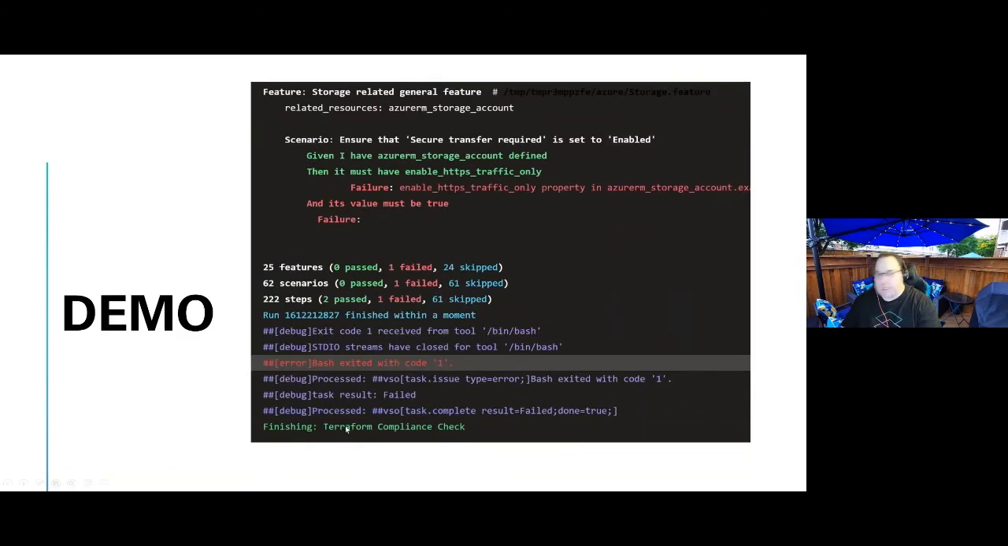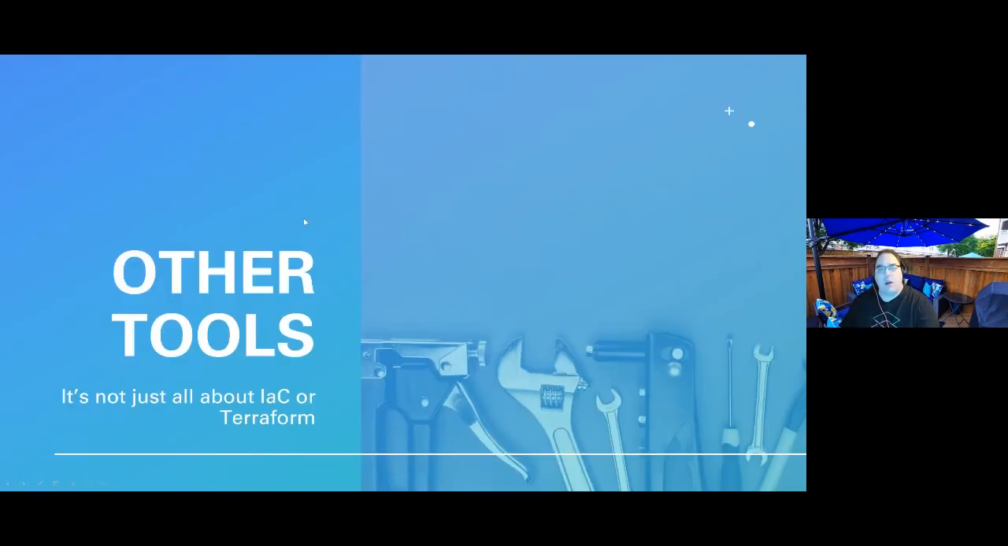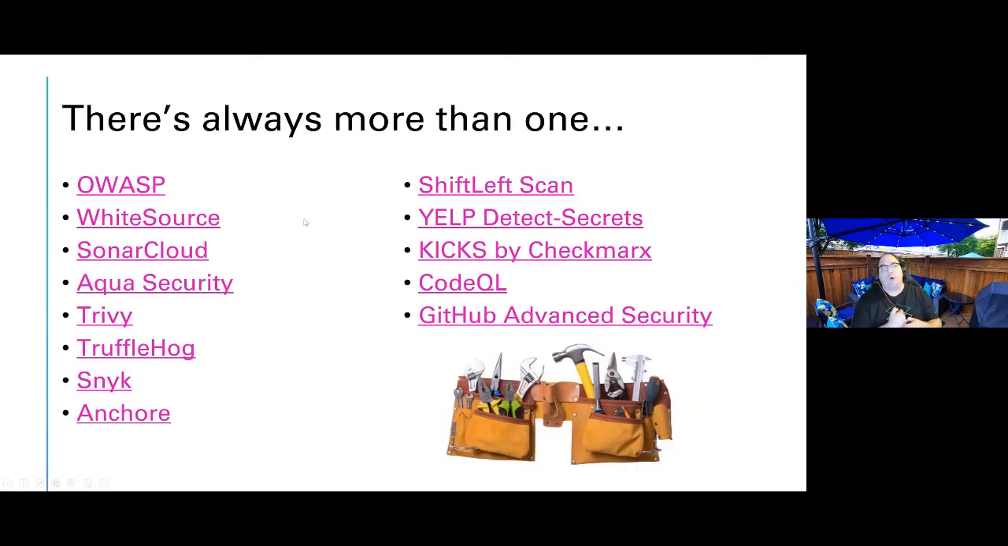Okay, let's wrap things up real quick for everybody. Just a quick comment on a couple other tools, because we've been focused on Terraform and infrastructure as code predominantly in our conversation today. But that's just one piece of the pie, right? There's always more than one way to do everything. There are different tools out in the market, many out there. Some of them you may have heard of, some you may not have. OWASP, very common. WhiteSource, SonarCloud, very common. But then other things like Aqua, Trivy, Snyk for scanning container images.